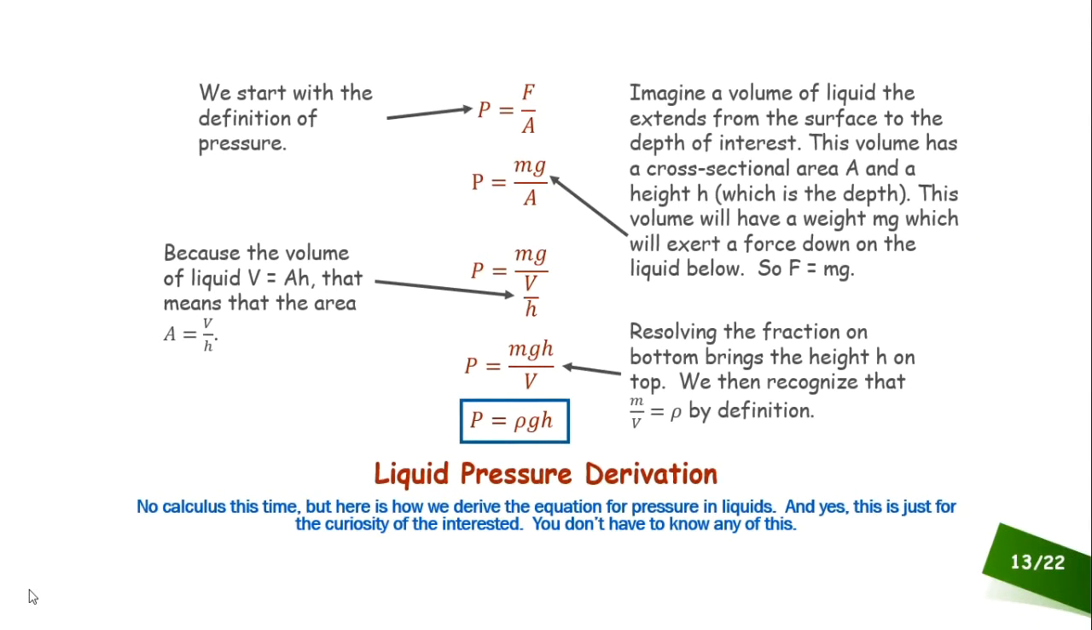You don't have to know this derivation. It's not calculus based, but it is kind of interesting for those students who are curious about where we got that new equation from. How did we manipulate that original pressure equation to get this specialized form for liquids? If you're interested, this is how we did it. So I'll let you look at this on your own. But the only thing you really need to know is the equation there in the box, P equals rho g h. You need to know how to use that equation when we're dealing with pressure in liquids.